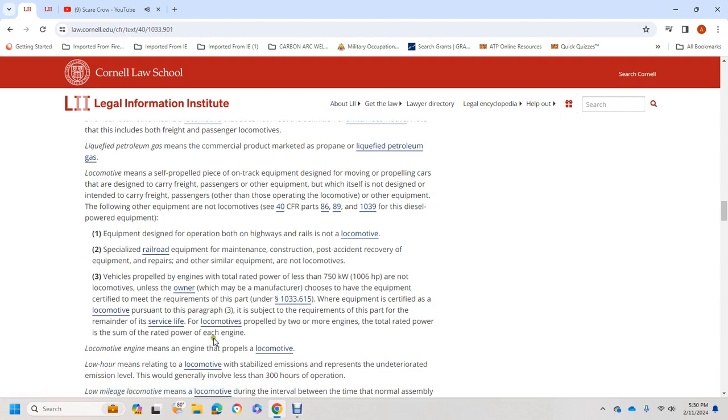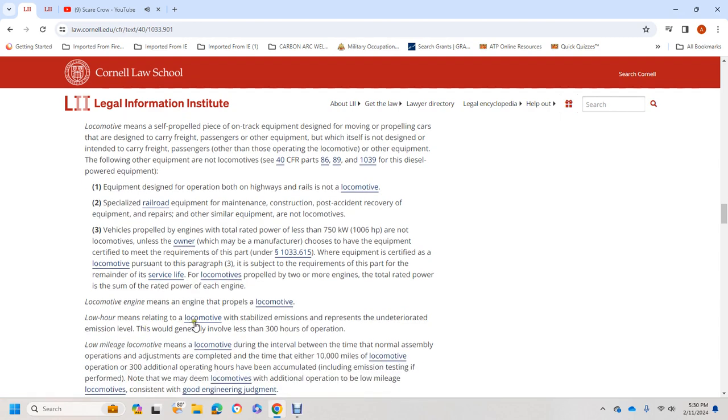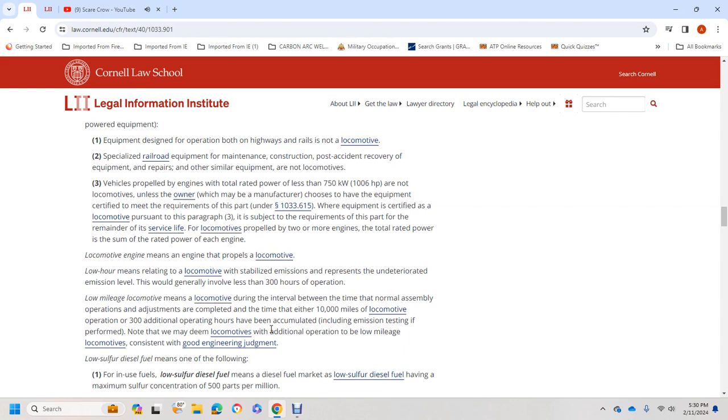Locomotive engine means the engine that propels the locomotive. Low hour means a locomotive with stabilized emission levels representing the undeteriorated emission level, which would generally involve less than 300 hours. Low mileage locomotive means a locomotive during the interval between the time of normal assembly operation and adjustment are complete and the time when either 10,000 miles of locomotive operation or 300 additional operating hours have accumulated, including emission testing, if performed.